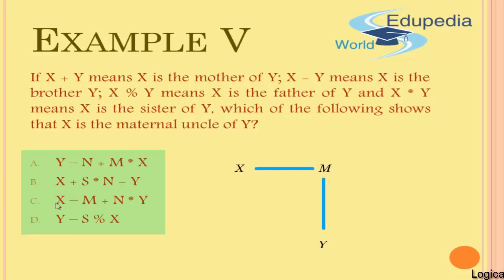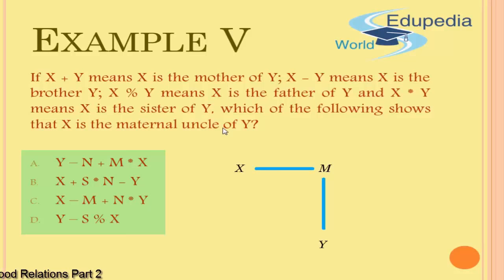Then option C states that x minus m plus n asterisk y. So x minus m means that x is the brother of m, same generation. M plus n means that m is the mother of n, so one generation down. And n asterisk y means n is the sister of y. So in this option, x is one generation above y. Now let us plot this and check.